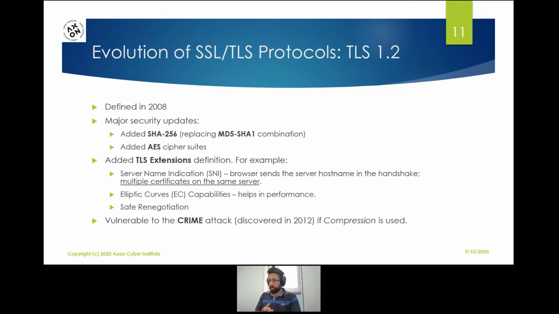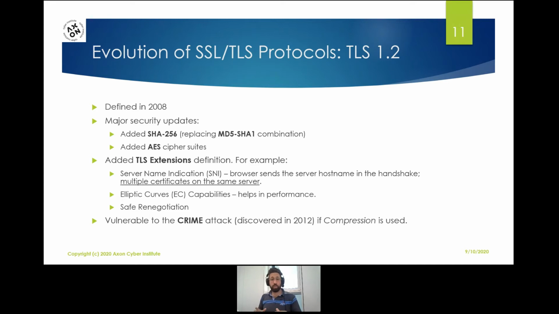Encryption algorithm. Also, 1.2 added something we call TLS extensions. TLS extensions are extra features that add some enhancement to the communication. What are these features? There are plenty of features, but I'm going to talk about 3 of them that are very commonly used. The first is called Server Name Indication, SNI.